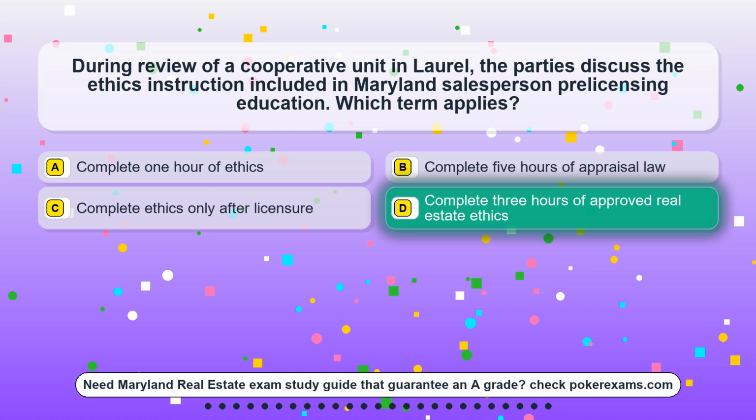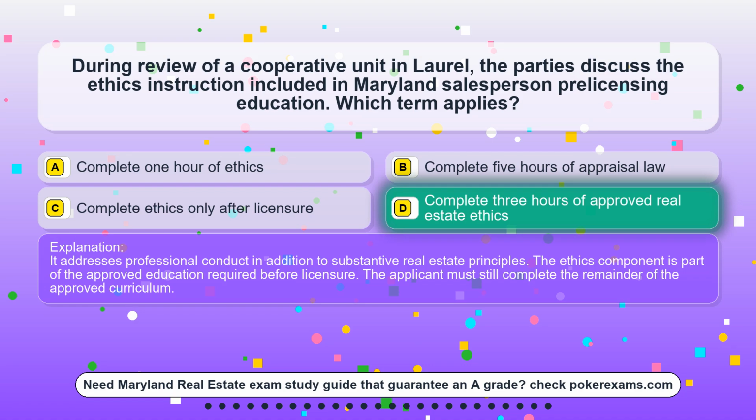The correct answer is option D, complete 3 hours of approved real estate ethics. It addresses professional conduct in addition to substantive real estate principles. The ethics component is part of the approved education required before licensure. The applicant must still complete the remainder of the approved curriculum.